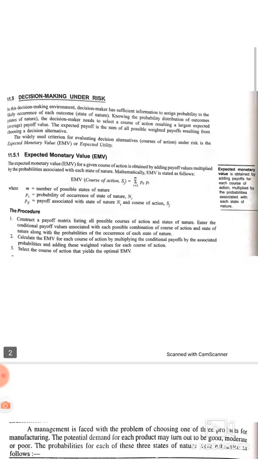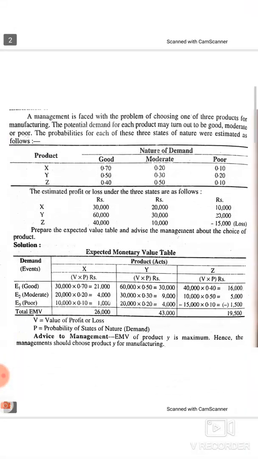Then we have to calculate the expected monetary value for each course of action by multiplying the conditional payoff with the associated probabilities and then adding these weighted values for each course of action. And then we have to select the course of action that yields the highest expected monetary value. So the illustration is here.